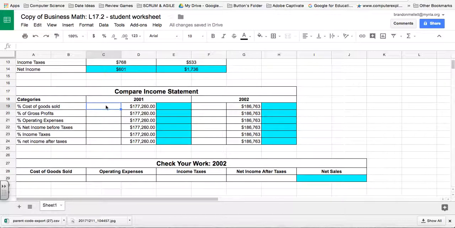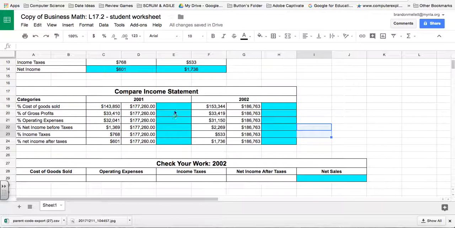Now we need to find the specific categories. So cost of goods sold would be $143,850. Gross profits, and again these numbers we are getting from the book and also from above, and 601 for that one. And for 2002, here are the numbers that we need for this one. Alright, so now we have all these numbers.